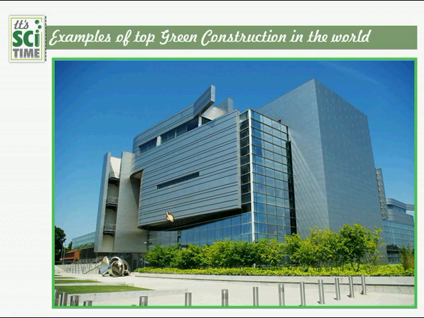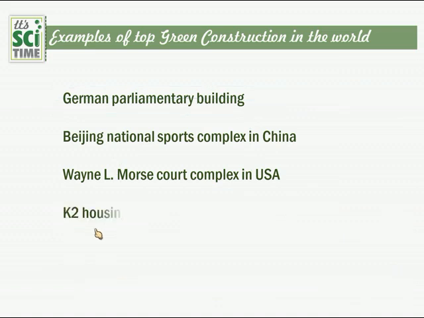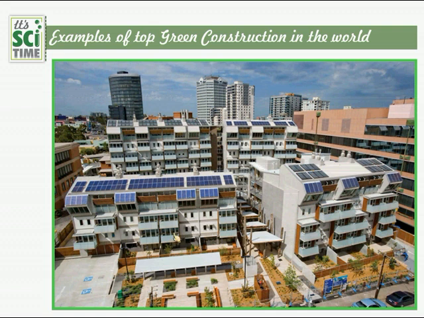And this is another example. It is in USA or in America. This one, K2 housing project in Australia. See this overview. This is the early stage as it's built, and on each rooftop you can see solar panels fixed, and natural sunlight can be obtained according to this special plan.